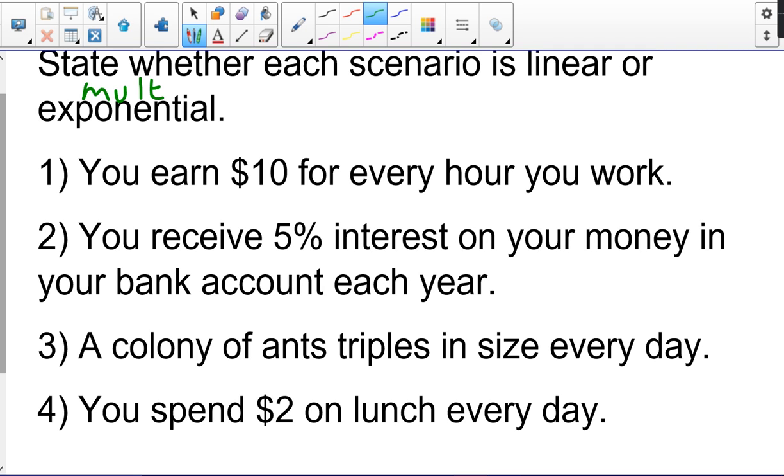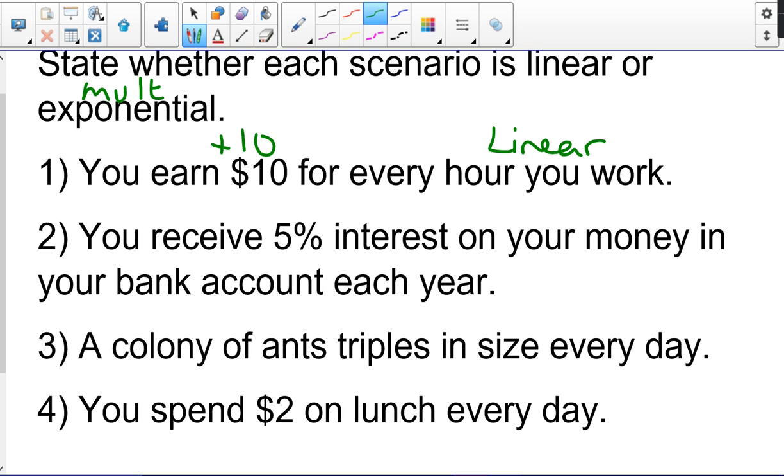Number 1, you earn $10 for every hour you work. This is an additional $10, right? It's a constant rate of change. If I get $10, I get $10, I get $10. So that would be an example of a linear function.